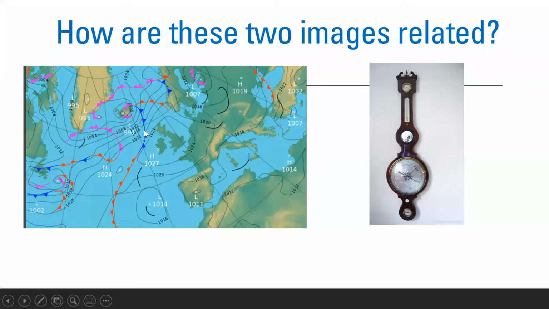If you want a bit of bonus information, these blue symbols that look like flags or bunting are called cold fronts. The red bunting is called a warm front, because there's warm air behind there and that's cold air. And these are called occluded fronts, where warm and cold air are meeting.